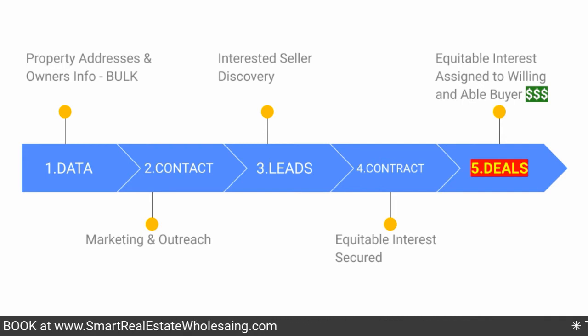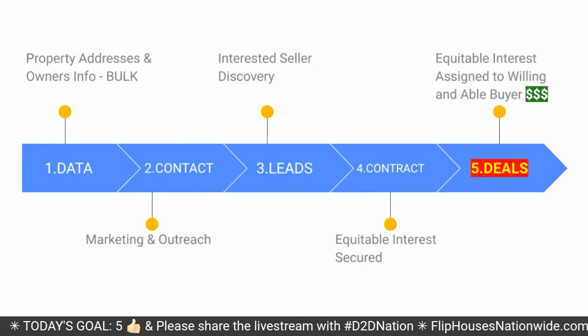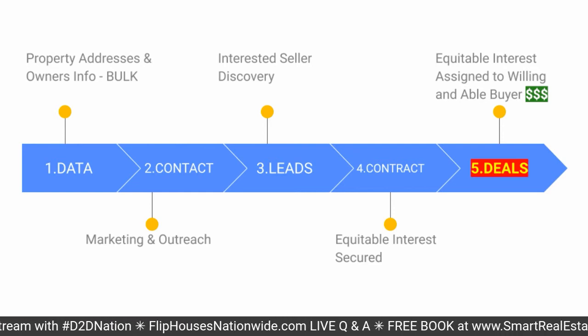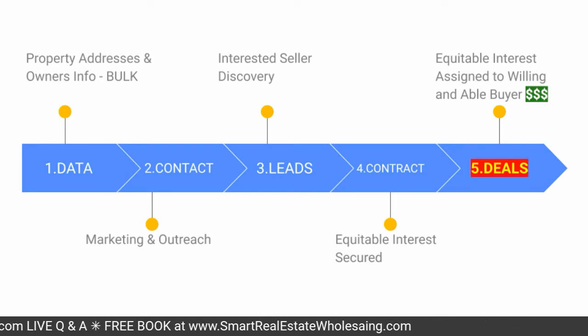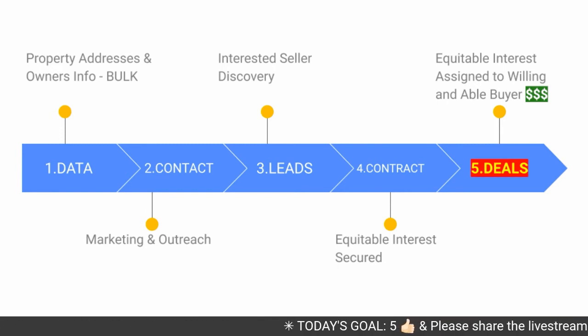So let's say your method is to drive around town and write down for sale by owners. You're going to have a difficult time. You have to sell them on the idea of selling you a house at a 50% discount. They're going to look at you, for the most part, like you're crazy. So just keep that in mind.